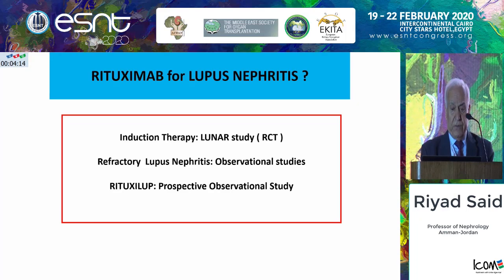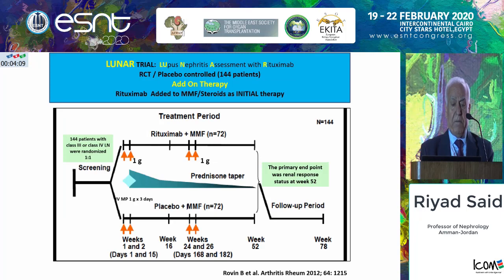Move on to some studies here. The LUNAR study, which is the best looked at so far, randomized controlled 144 patients, class 3 and 4, one-to-one. They were screened and divided into two groups, add-on therapy, rituximab plus mycophenolate and mycophenolate plus placebo, and they followed up for 52 weeks. Primary endpoint was renal response status at 52 weeks, and they followed after that for 78 weeks.